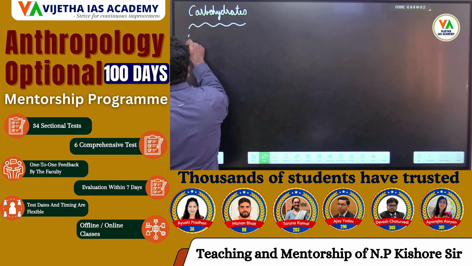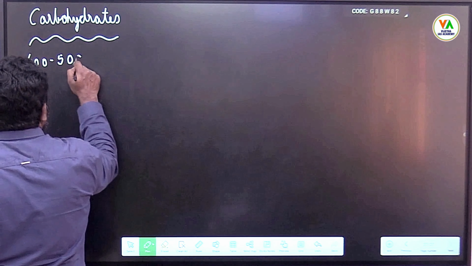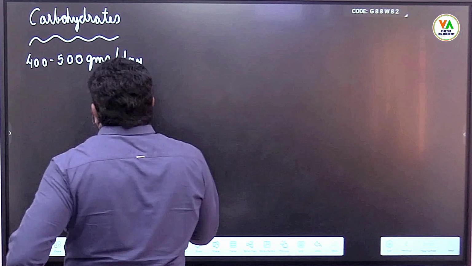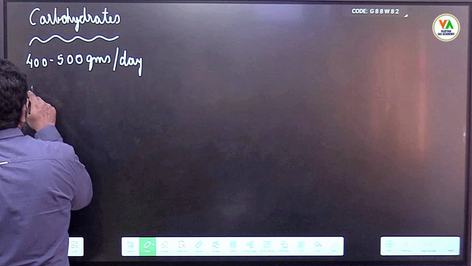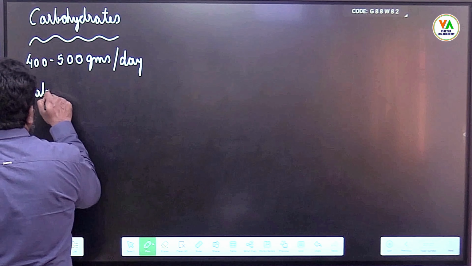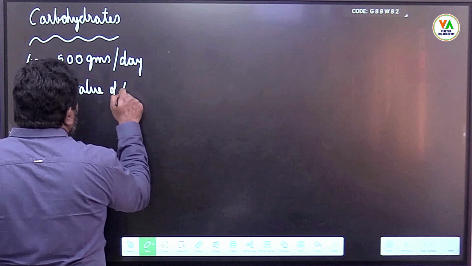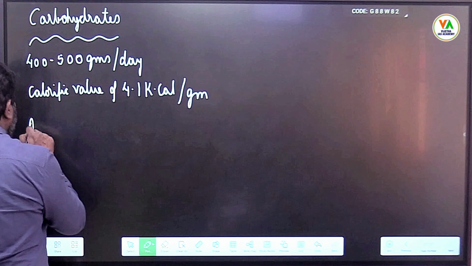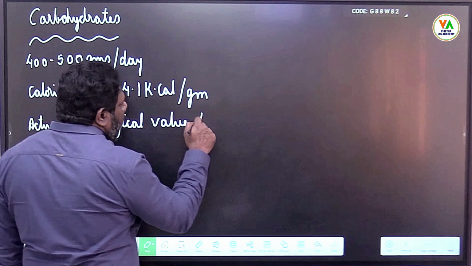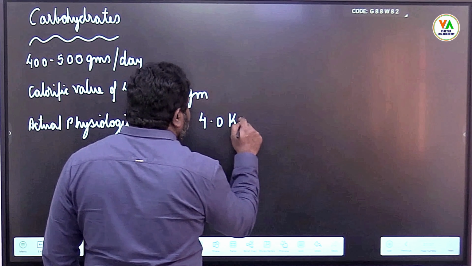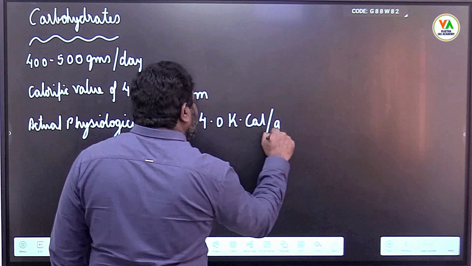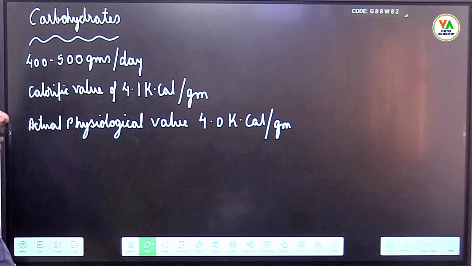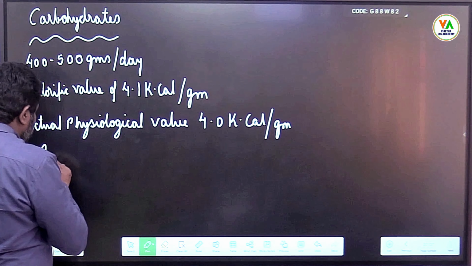Carbohydrates. 400 to 500 grams of carbohydrate has to be consumed per day. These carbohydrates have a calorific value of 4.1 kilocalories per gram, but the actual physiological value is 4 kilocalories per gram. So only 0.1 kilocalorie per gram is wasted, and this is also known as an instant source of energy.